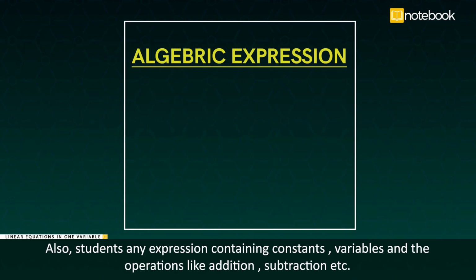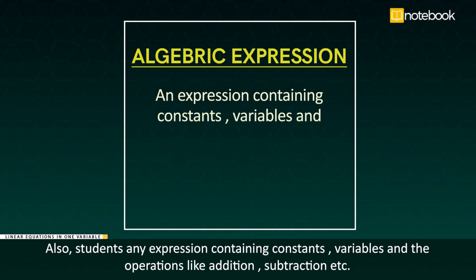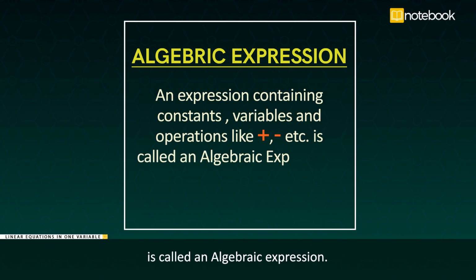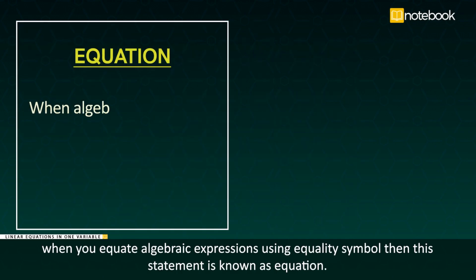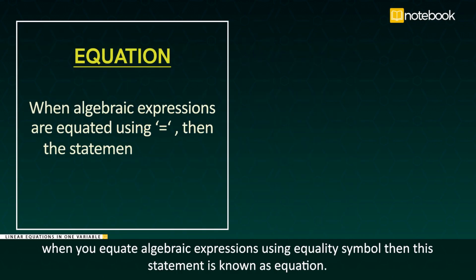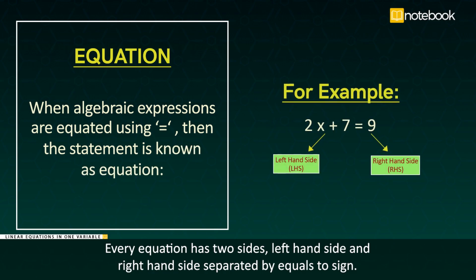Also, students, any expression containing constants, variables, and the operations like addition, subtraction, etc. is called an algebraic expression. For example, 4x minus 10, 3pq, 5x squared. Now, when you equate algebraic expressions using equality symbol, then the statement is known as equation. Every equation has two sides, left-hand side and right-hand side, separated by the equals to sign.